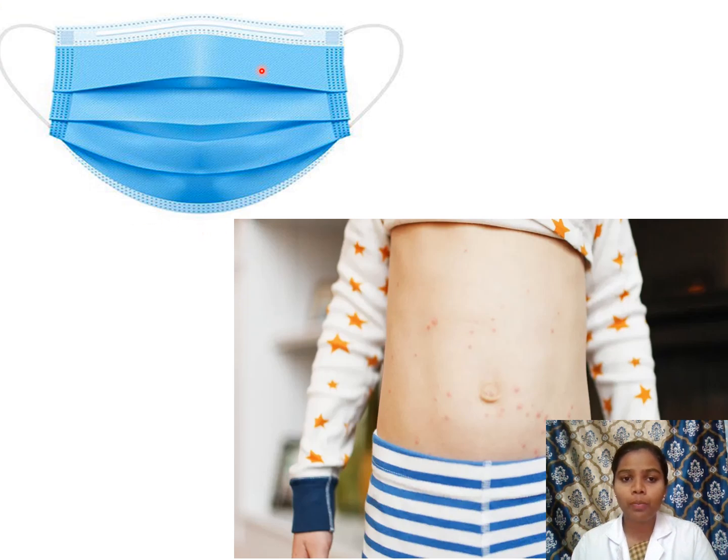Next, coming to the personal protective equipment like mask. Patients should also be using a triple layered mask along with the caregivers, and the rash should be covered as much as possible by clean soft cotton cloths.